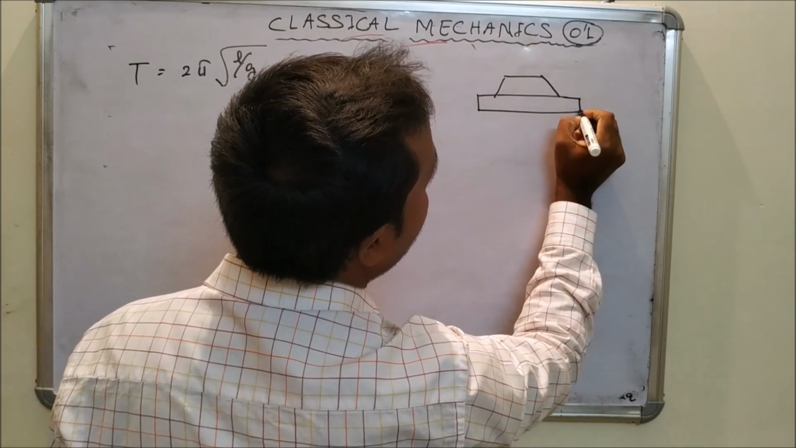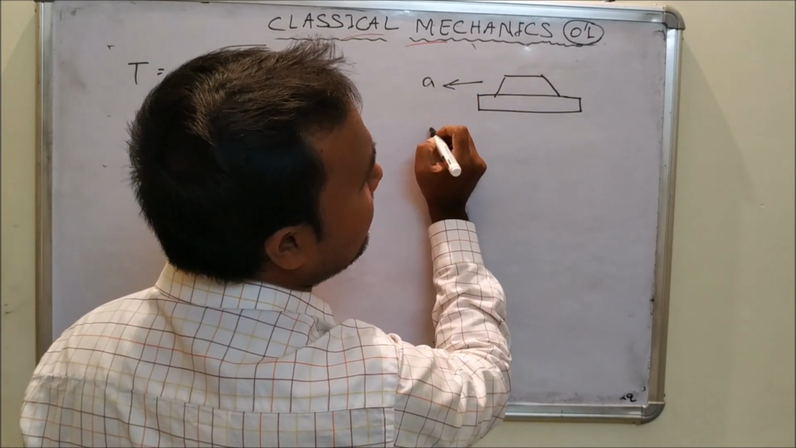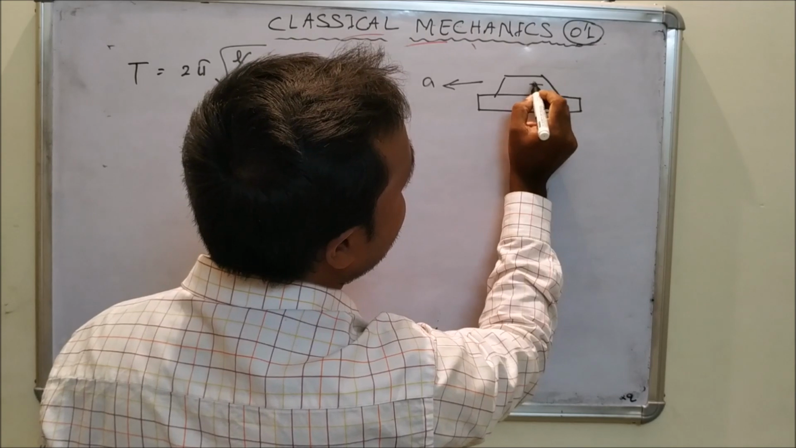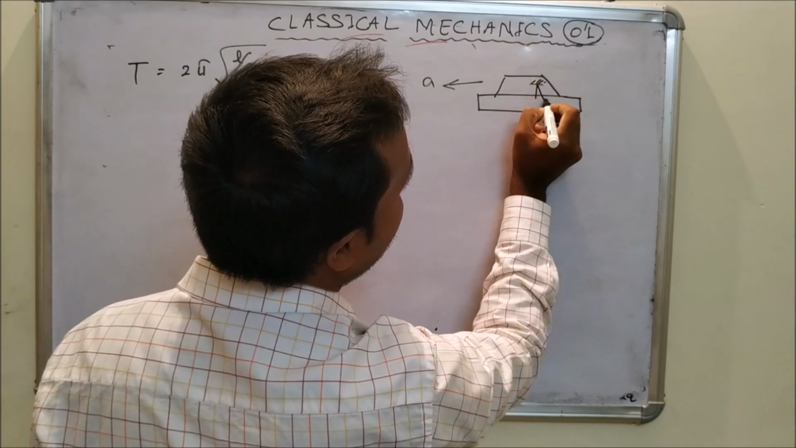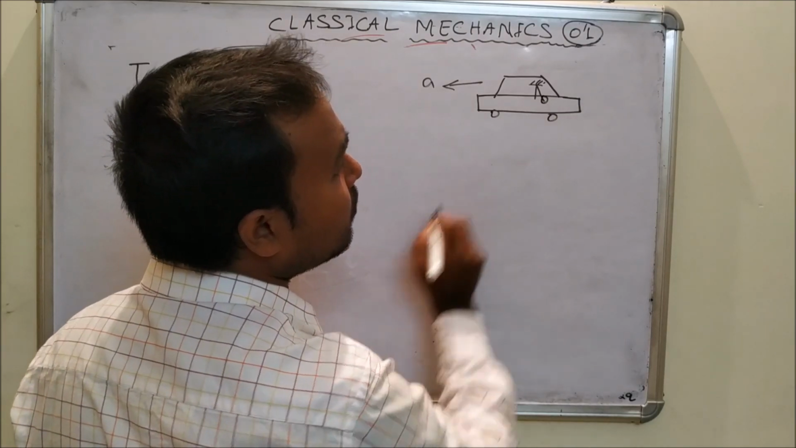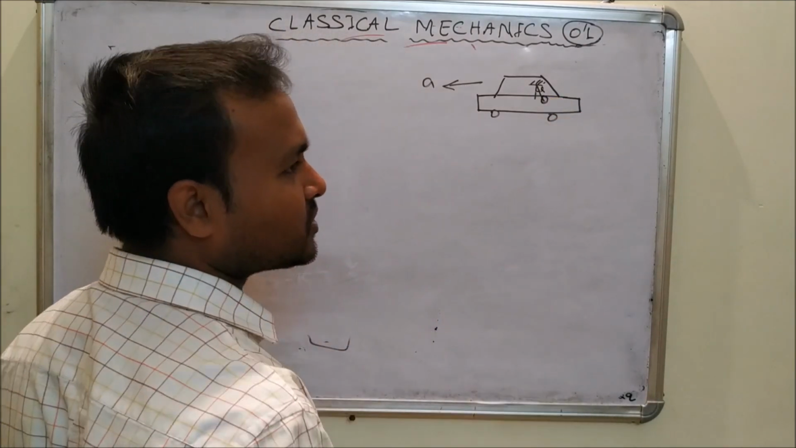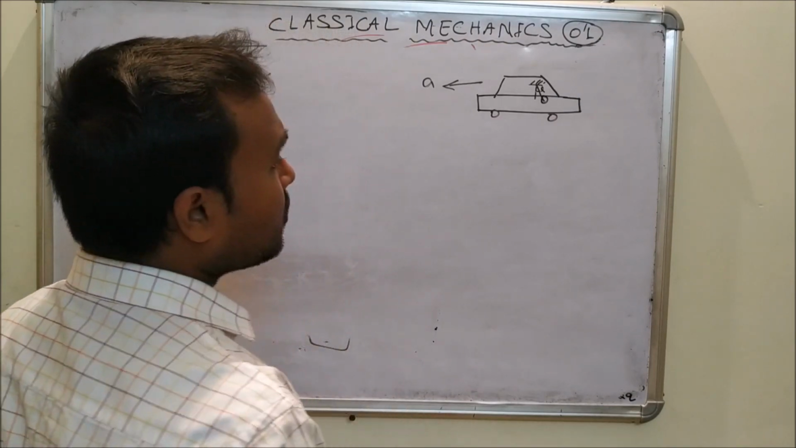If a car is moving along this direction with acceleration a, and you have set the pendulum inside the car, this is the car. Now in this case, what will be the time period? Now look at this condition.